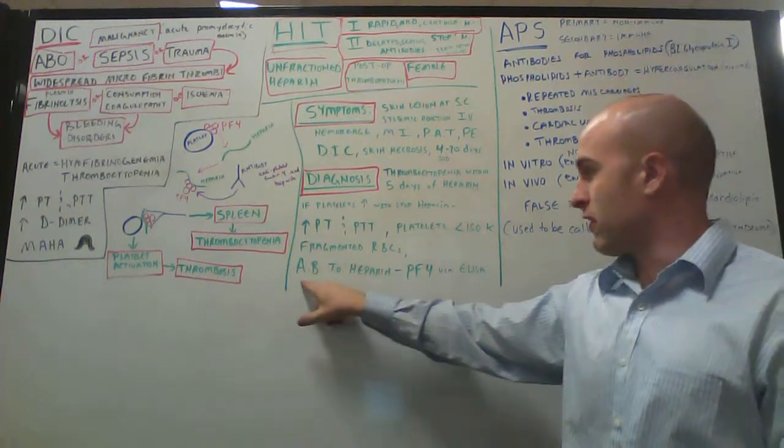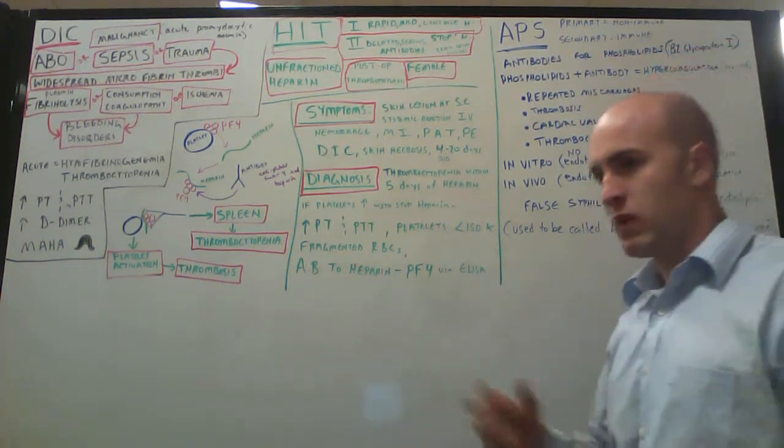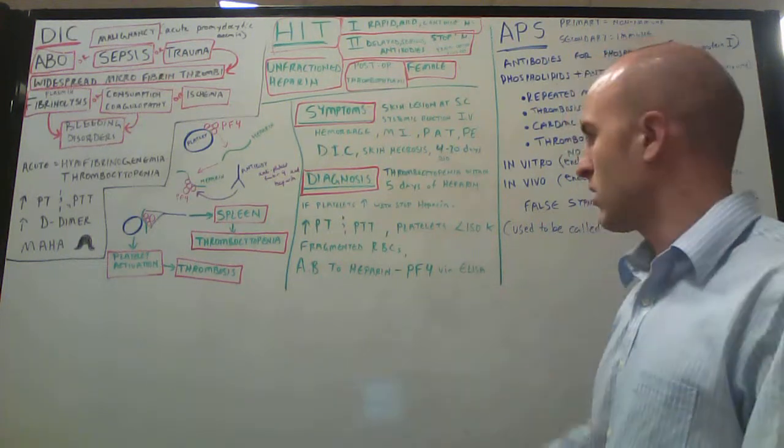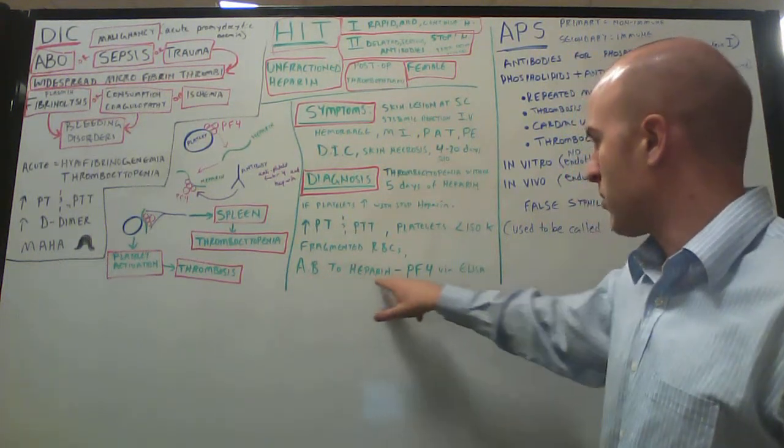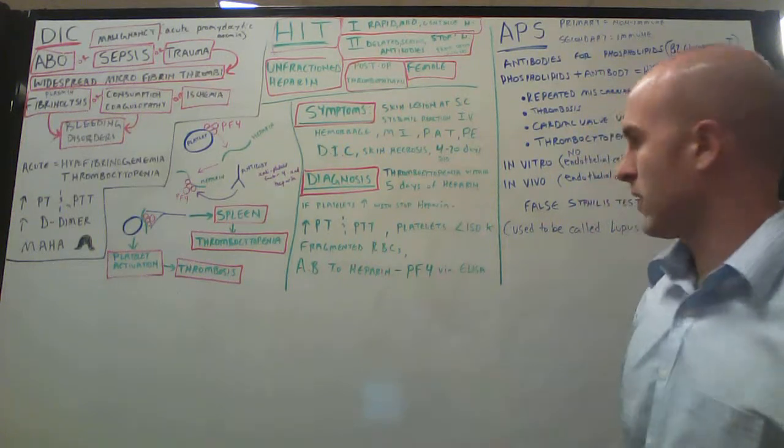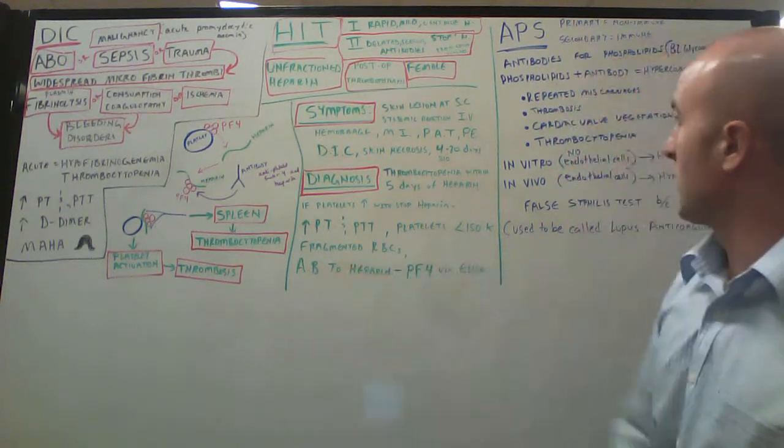Also, if you were to do an ELISA test, which is a way of seeing what people have antibodies for, you're going to see that there are antibodies to the heparin platelet factor 4. That's a big one right there.